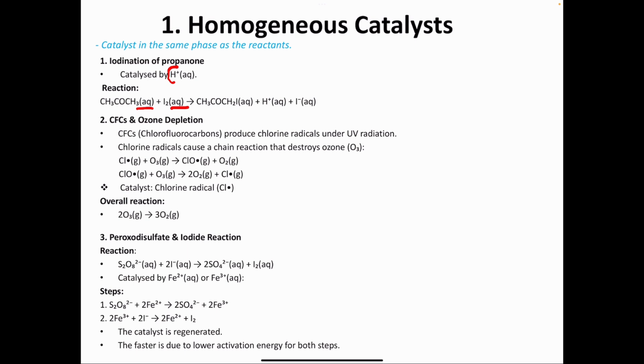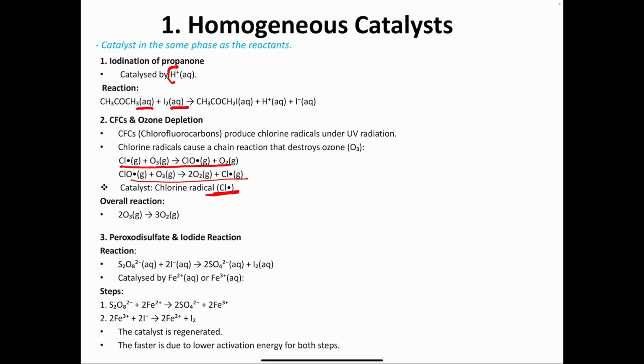Everything else is aqueous, including the catalyst. So that reaction is homogeneous, or I would say the catalyst used there is homogeneous, since they are all in the same state. When we go to the CFCs, or chlorofluorocarbons, reacting with ozone, they produce chlorine free radicals in the presence of UV. Here, the chlorine radicals are going to be the catalysts for this reaction. And since everything is in gaseous state, this is going to be the gaseous catalyst. So this is still homogeneous.